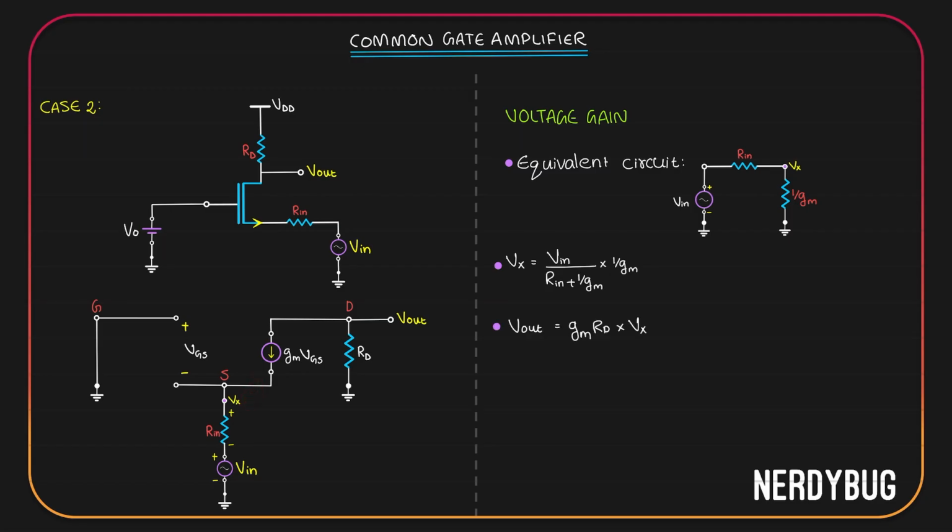Now Vx can be written like this. That gives us Vout. Vout is gmRD multiplied by Vin divided by Rin plus 1 by gm, multiplied by 1 by gm. What we need is the new voltage gain, Vout by Vin. From here we can easily write that. gm and 1 by gm get cancelled. Vout by Vin will be RD divided by Rin plus 1 by gm. This is the voltage gain.